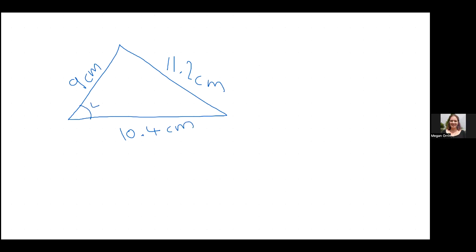Right, please find the area of this shape. Area is half AB times sine C. Remember that? All right, let's have a look at the area.